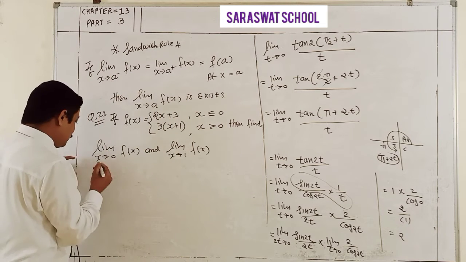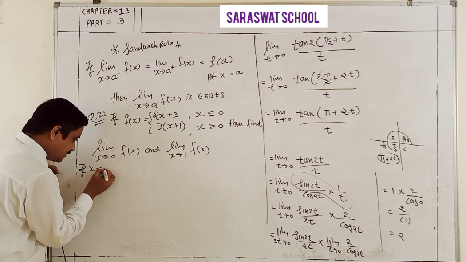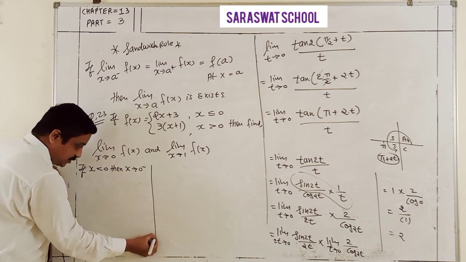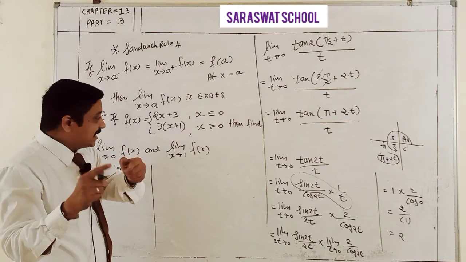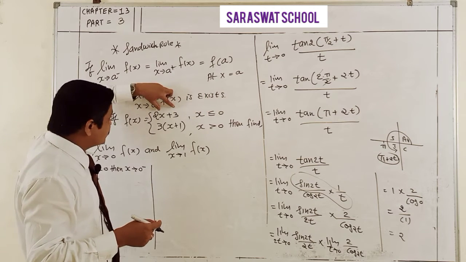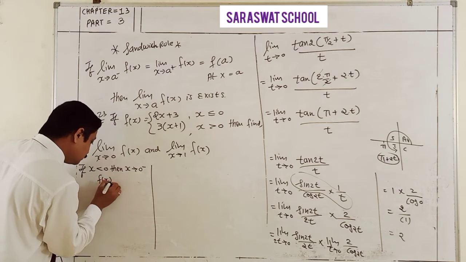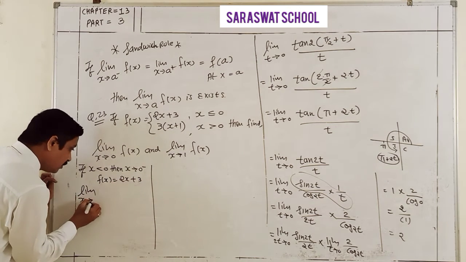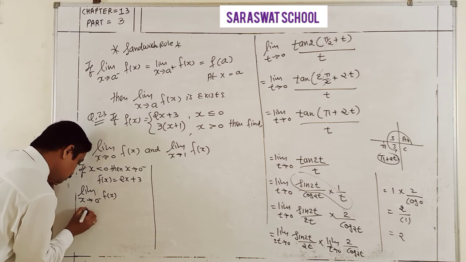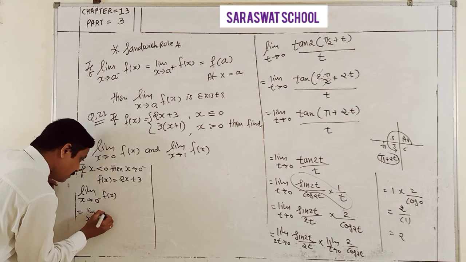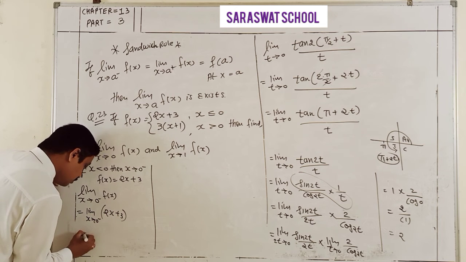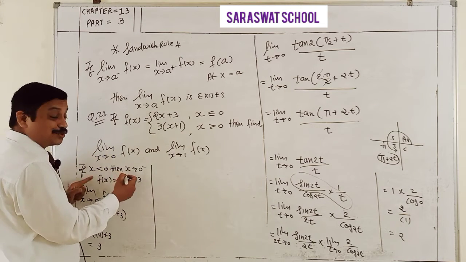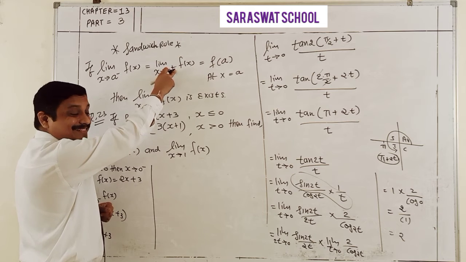Sandwich rule apply. So if x is less than 0, then x tends to 0 negative, and this 0 negative indicates the left hand side limit, where x is less than 0. Your function is f(x) = 2x plus 3. And the limit as x tends to 0 negative of f(x), which is 2x plus 3, put down x as 0. This answer is 3.